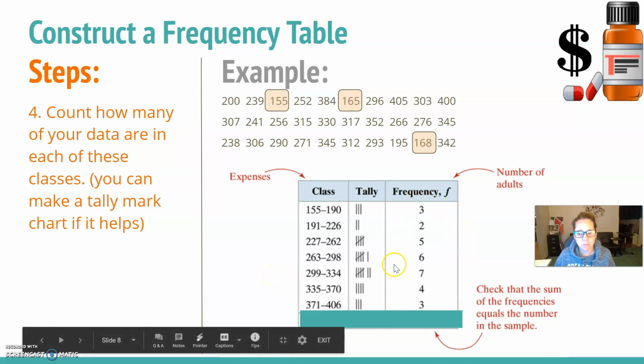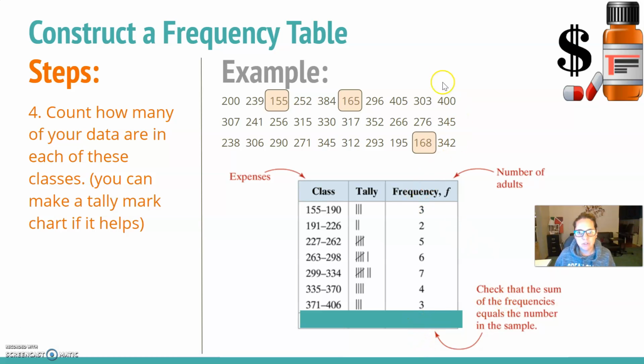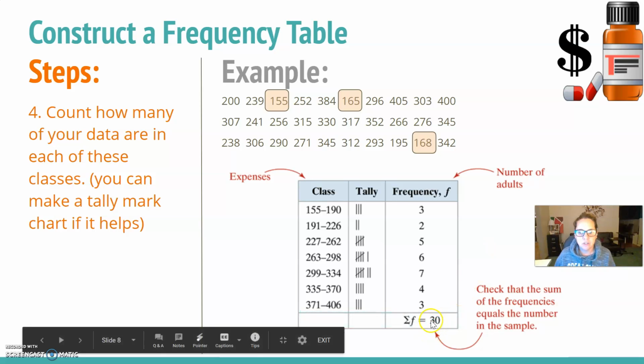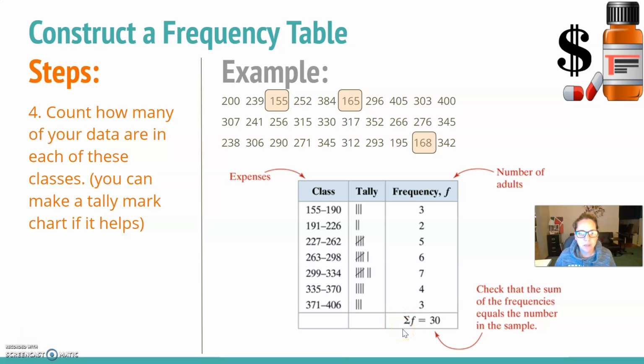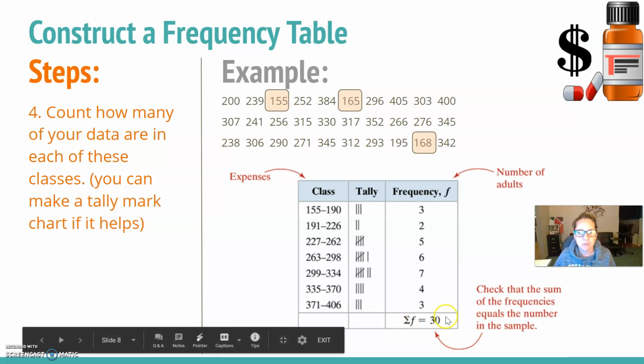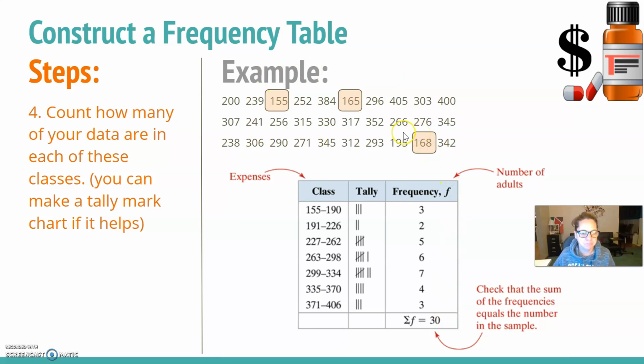And you always want to make sure that when you add up this frequency, it adds up to the total number of the sample size or how many people you asked. And in this case, it should add up to 30. This little weird looking symbol, it looks like an E, is a fancy way to write sum, or add up everything above it. So the sum of the frequencies is 30, which it should be because we said we asked 30 adults. So that's good.